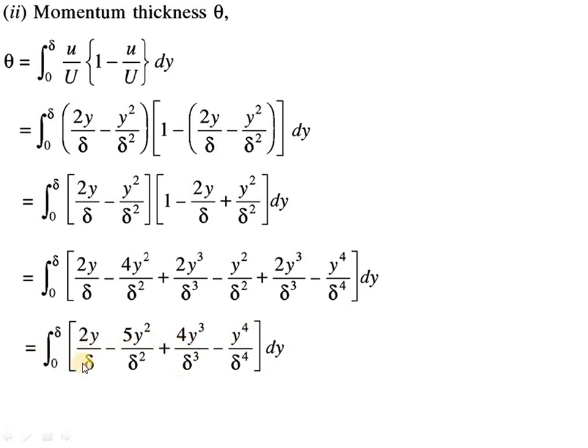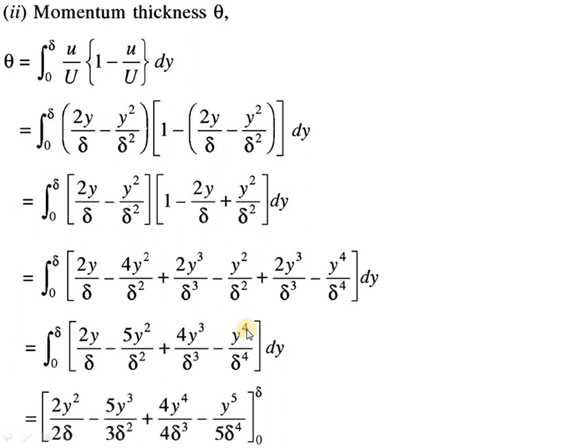So integration of y will be y square by 2, integration of y square will be y cube by 3, integration of y cube will be y raised to 4 by 4, and integration of y raised to 4 will be y raised to 5 by 5. So let us proceed with that integration. It gives us 2 times y square by 2 delta minus 5 times y cube by 3 delta square plus 4 times y raised to 4 by 4 delta cube minus y raised to 5 by 5 delta raised to 4, and within the limits 0 to delta.